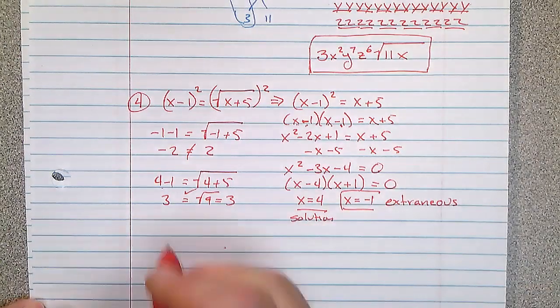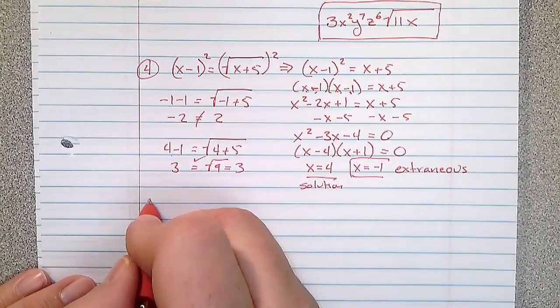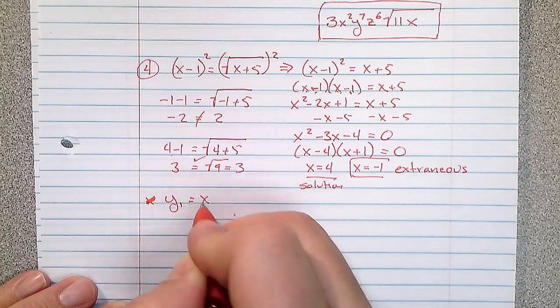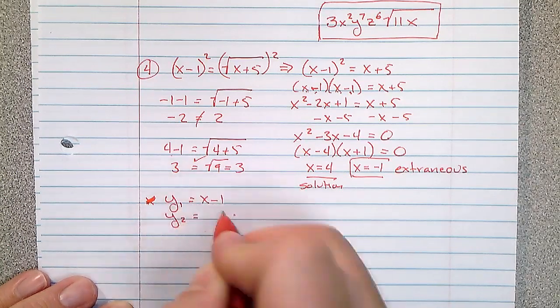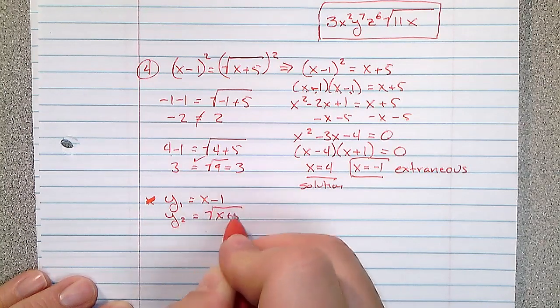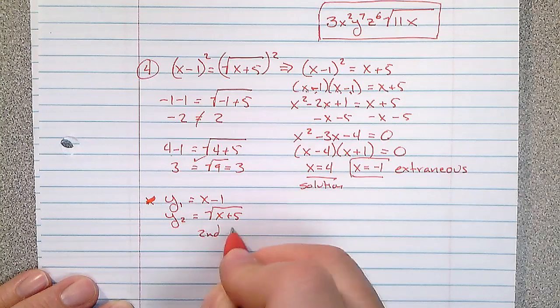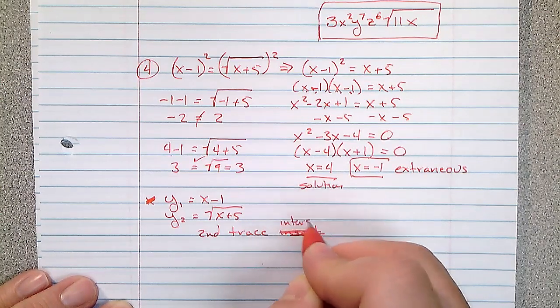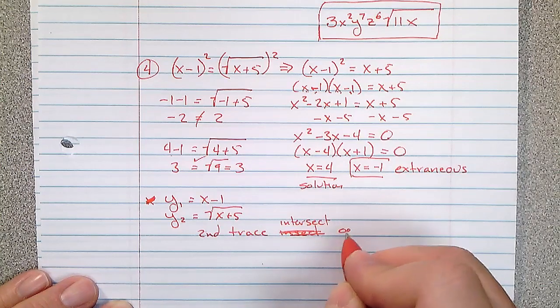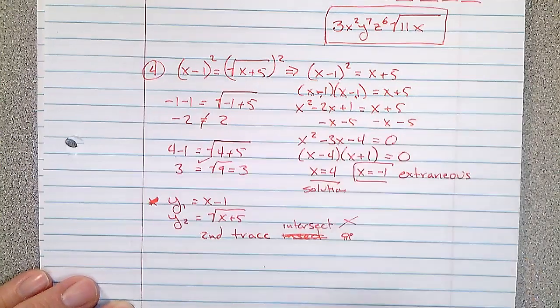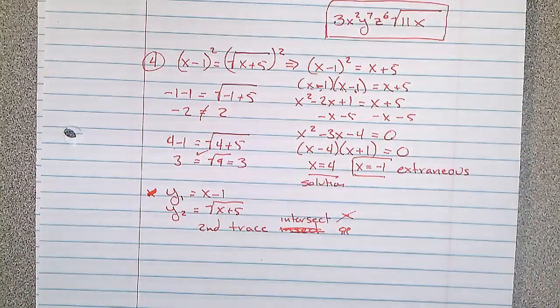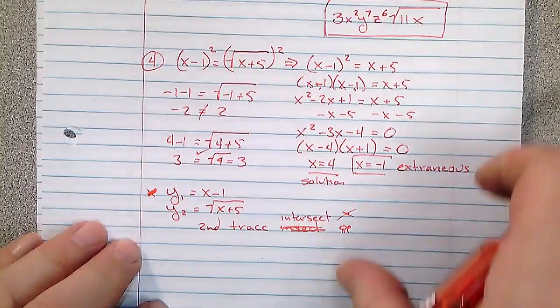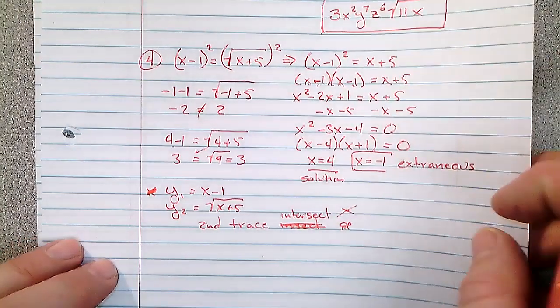There we go. Alternatively, and probably recommended, if you split this into y1 equals x minus 1 and y2 equals the square root of x plus 5, second trace, intersect. Wow, misspelled intersect. Intersect. So not a bug, but where the two cross. And find that point. And that point will be 4. All right, so that's 4.